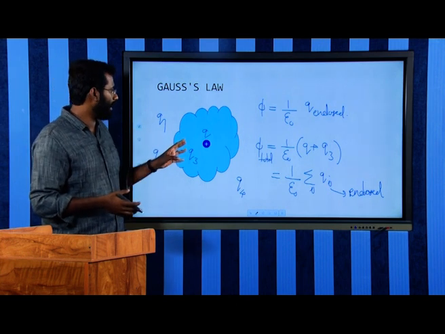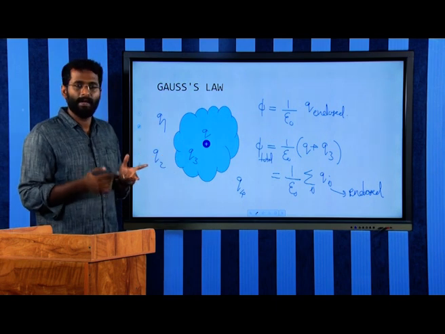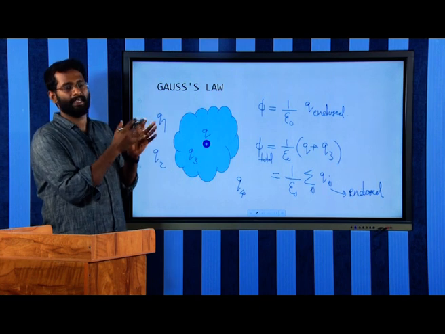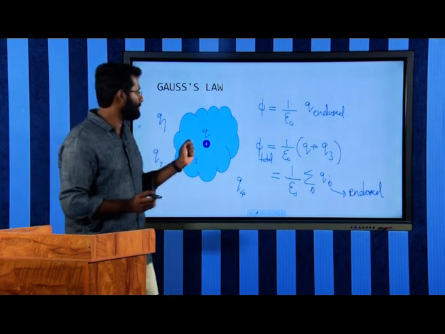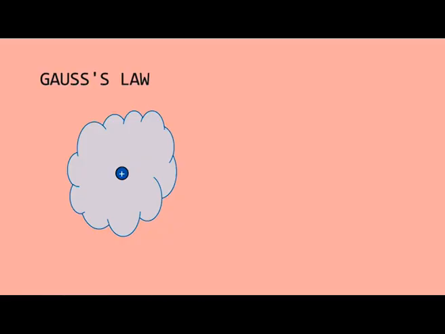So, keep in mind that we cannot practically choose any kind of surface, but theoretically it is true for any surface. Practically we have to exploit symmetry, and you have to only consider the charges inside. Okay, that's about Gauss's law.